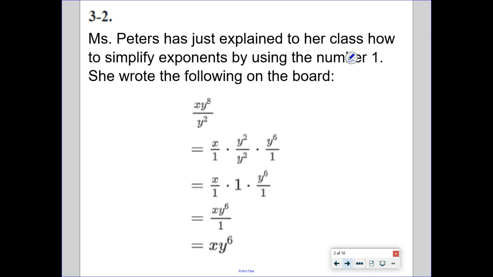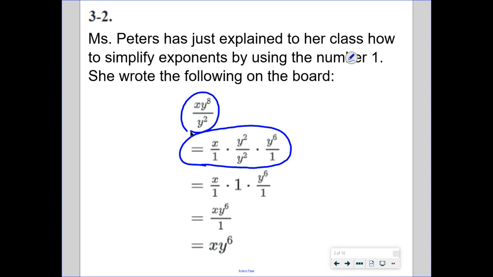Problem 3-2. Ms. Peters has just explained to her class how to simplify exponents by using the number 1. She wrote the following on the board. Now, technically, you're supposed to copy this down. I don't mind if you don't copy it as long as you pay close attention. See if you can figure out what happened here. Where is she talking about number 1? What is going on here? How'd she get it? So she started with this, x times y to the 8th over y to the 2nd, and got to this.